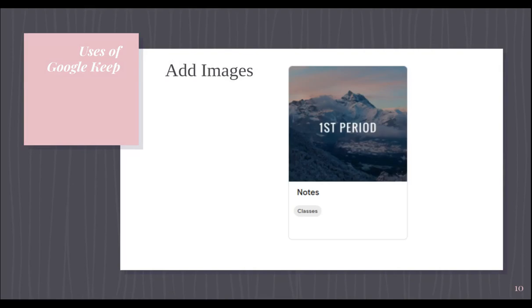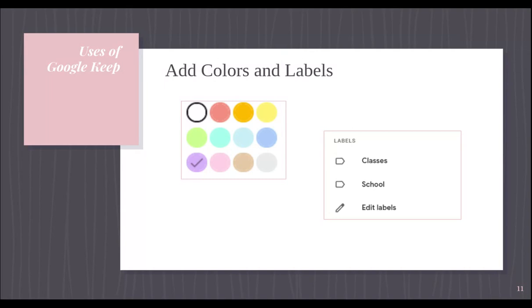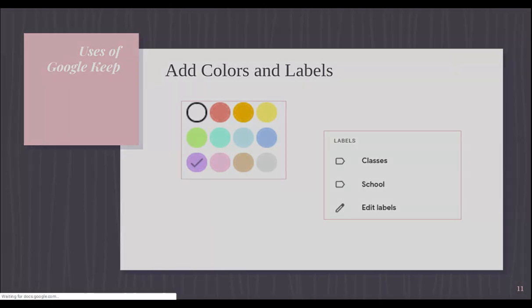You can add images for those people that are visual learners. You can help stay organized by putting different colors on your Google Keep notes and adding different labels to be able to sort by different labels.